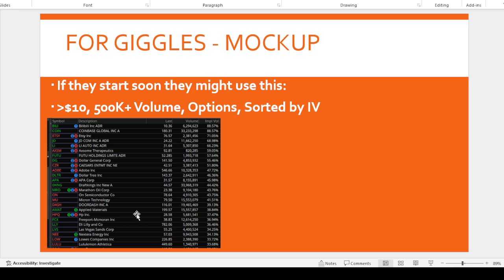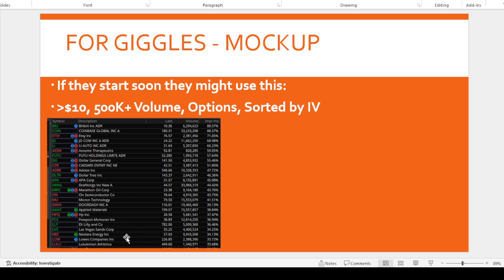HP, Hewlett Packard. Probably, well, I don't know. I guess if it's enough implied high implied volatility, they might let this in. Freeport McMoRan. So I believe this is a copper miner, so this could probably make it in too. Eli Lilly, this is another potentially good one, but it's also like a health one, so I don't know if they want to put too many of those.